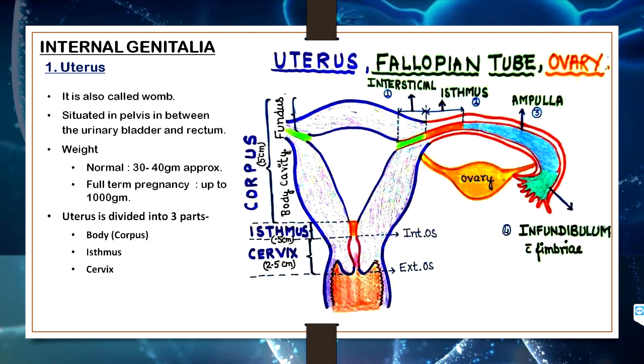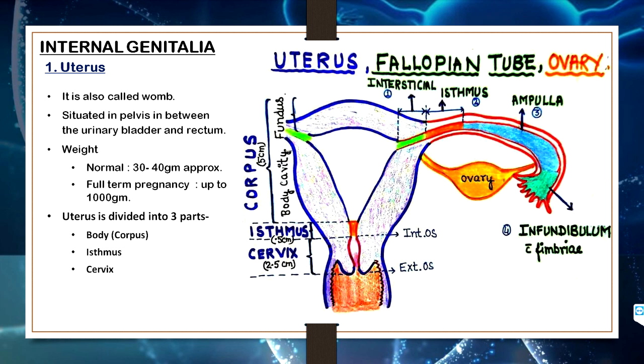Corpus is divided into 2 parts, that is the fundus and the body cavity. The length of the corpus is 5 centimeters. The fundus is the dome shaped part of the uterus. This question has also been asked in the exam: how does the fundus look? It looks like the dome shaped part of the uterus. Second, the body cavity is present below the fundus.